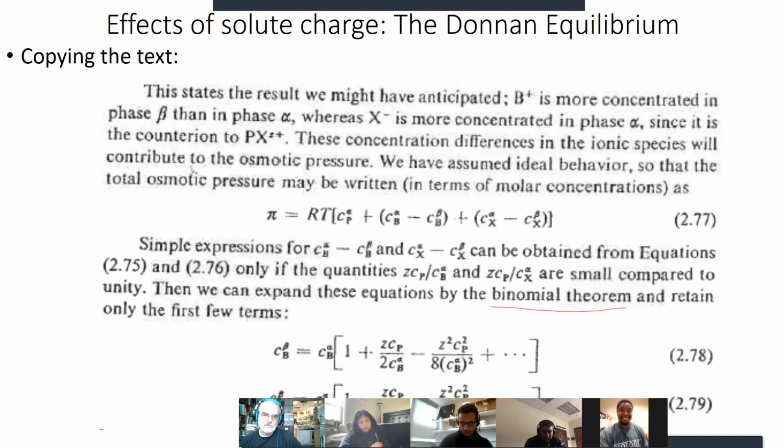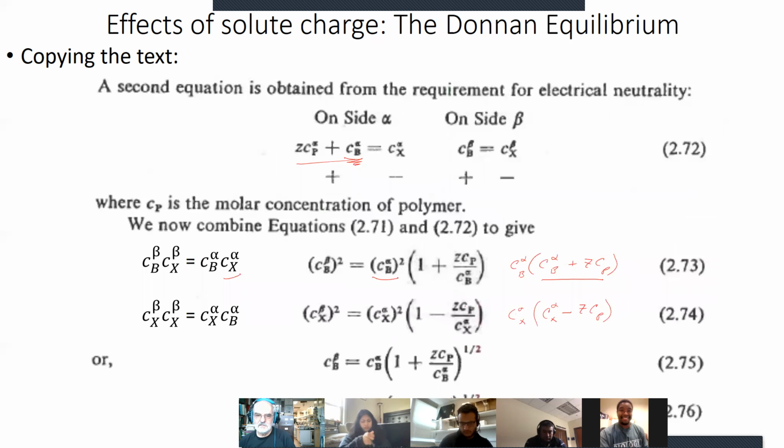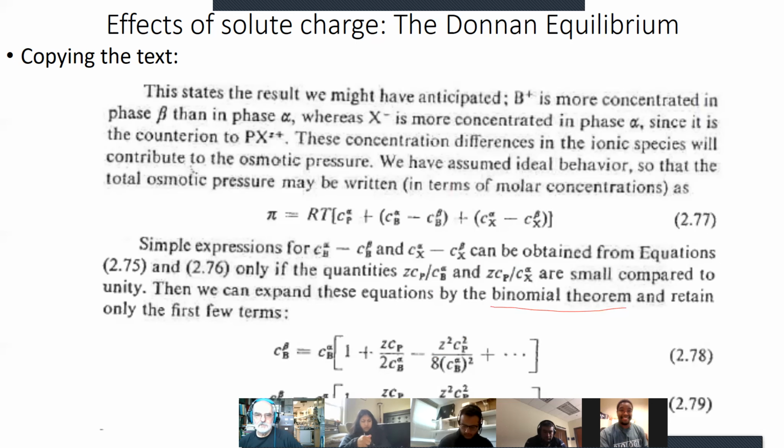But then the second term, it was a minus ZCP over CX alpha. And so the binomial expansion gives you a minus minus. You'll still get this 2 in the denominator and 8 in the denominator, but there'll be a first power of CP over CX and a square for the ZCP over CX, okay?